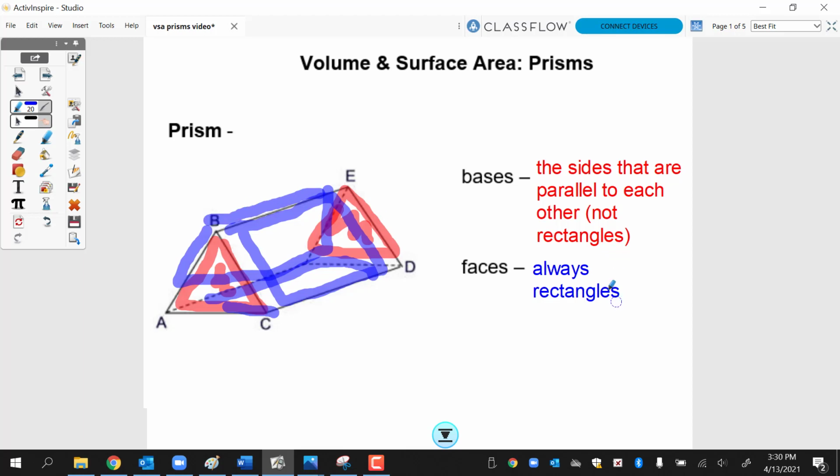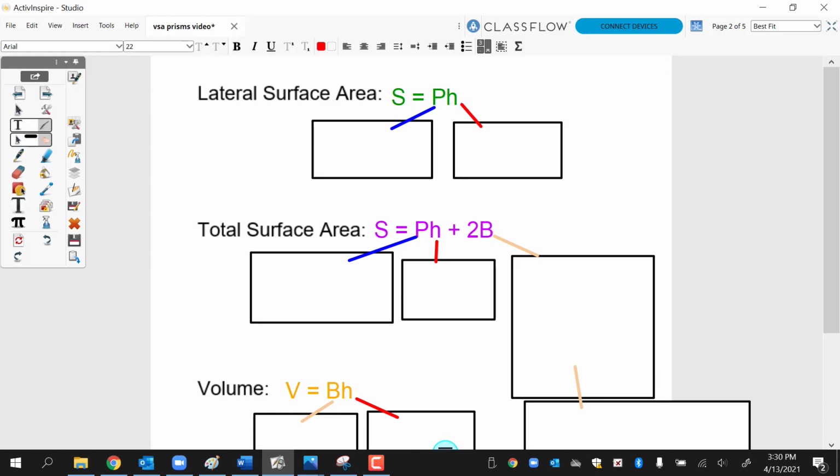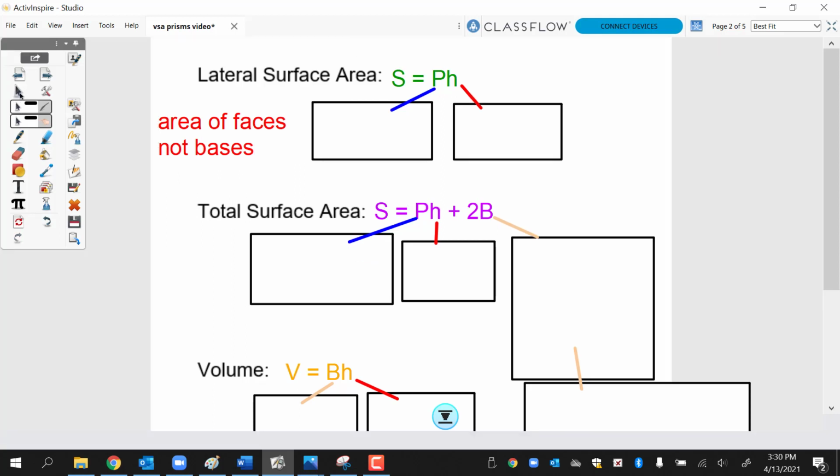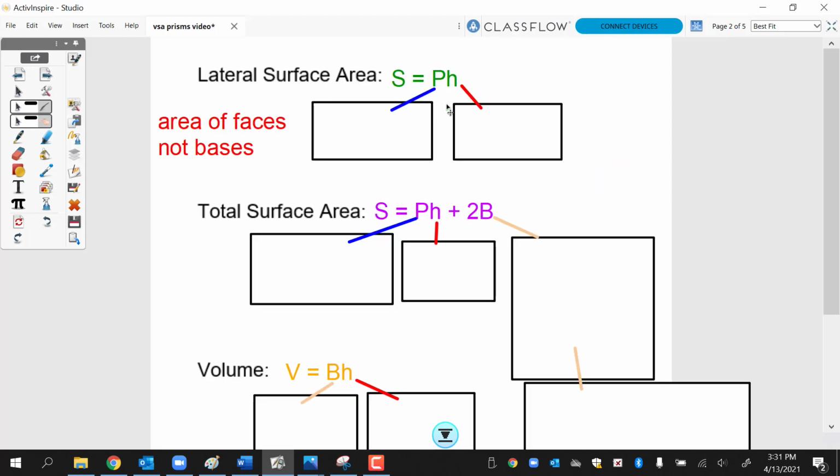You need to know the difference between a base and a face in order to find the volume and surface area of this prism. So let's look at our formula. They always give us a formula. You do not need to memorize it. So for surface area, there's two types of surface area. There's lateral surface area and total surface area. Lateral surface area just means this is the area of faces, not bases, okay? So those sides we talked about, it would be the blue faces. That's what you're finding the area of, okay? So they give us a formula for that.